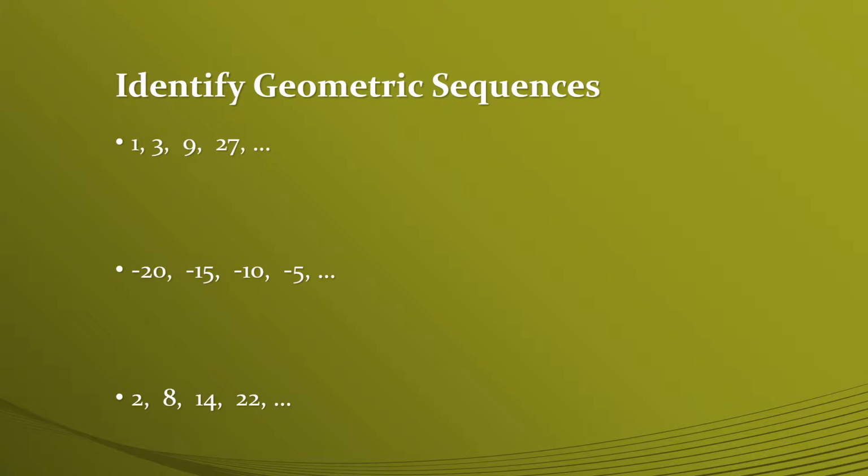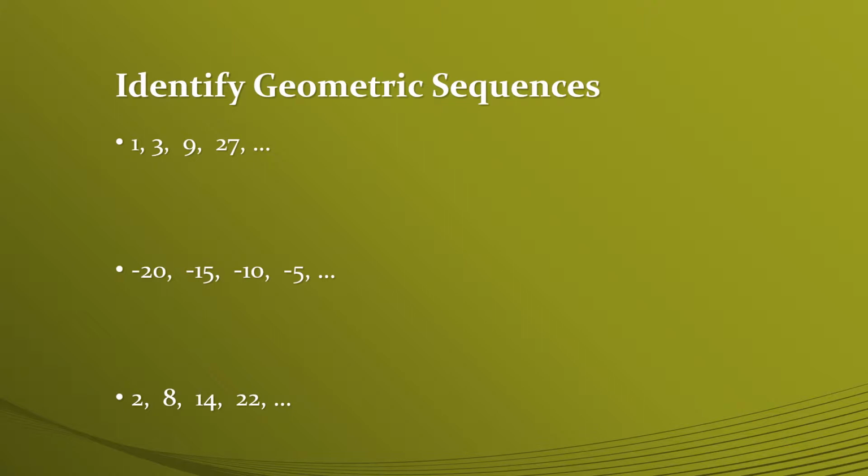And then we can take that ratio and multiply the second number by that ratio. And if that in fact equals the third, and so on and so forth for each number in the sequence using that common ratio, then we have a geometric sequence.